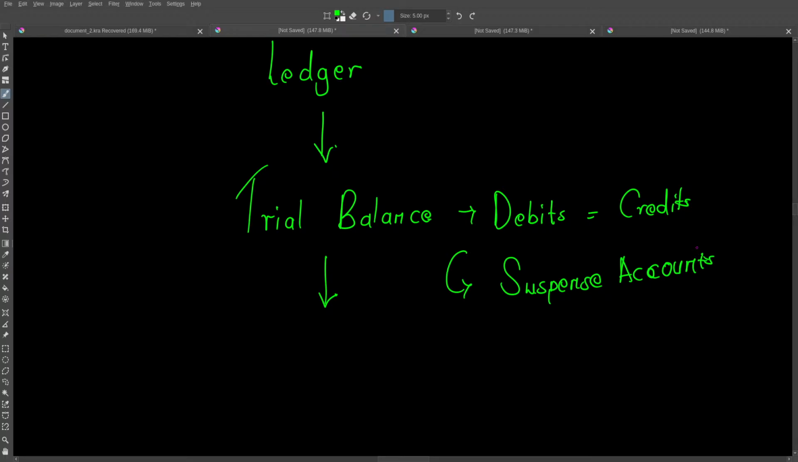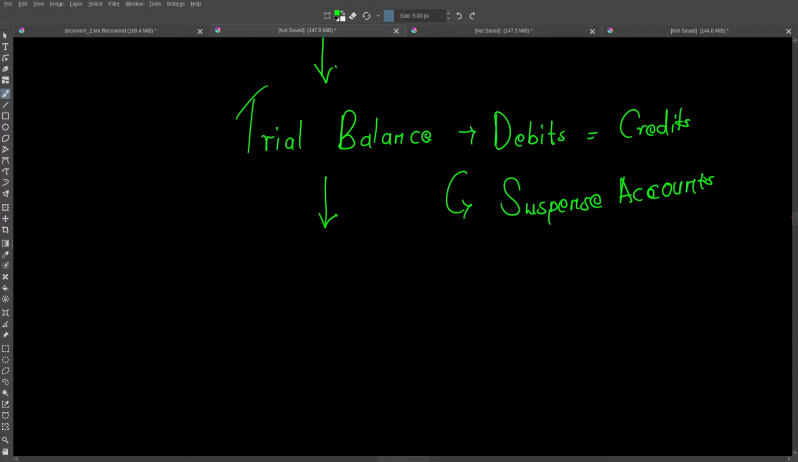Mostly either you over debited another account or over credited another account. So you check it and you correct it. Once you correct that, and you see you don't have any other errors, you also look at the period and adjustments.